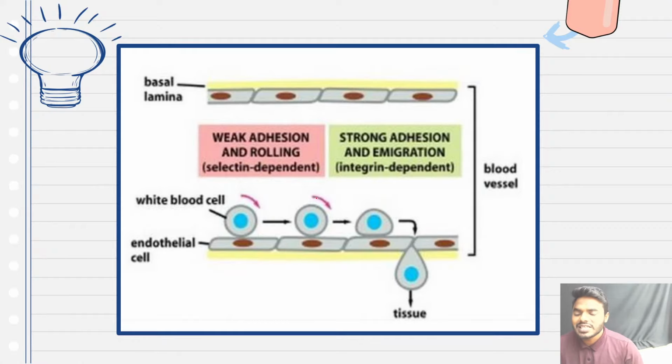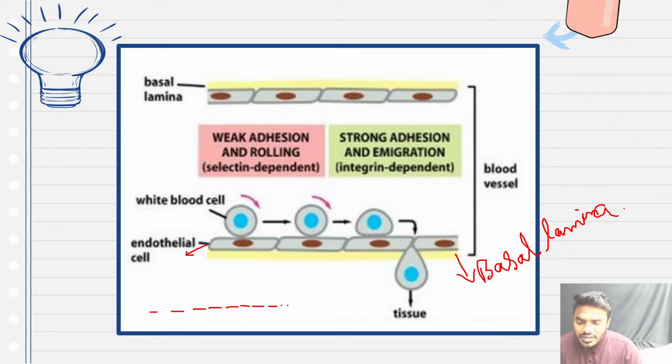Okay, all the students listen to my statements very carefully. Look into the diagram and understand the concept very clearly, friends. Don't get confused here. This is the endothelial cell, and the slight yellow color you can see now is called the basal lamina. We all know that. Listen to me, friends, very carefully. Imagine there is damage. Everyone pay attention. This is the area where the damage occurs.